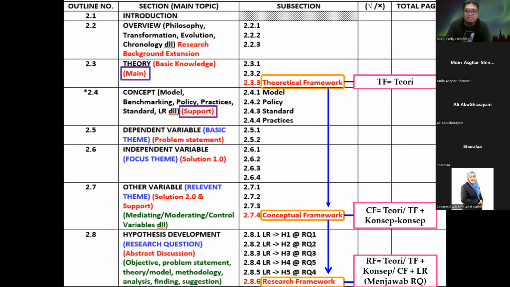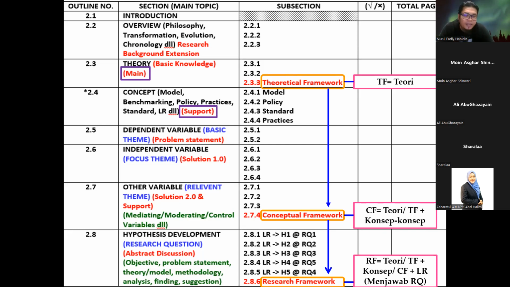Okay. In qualitative, we have the basic theme, focus theme, and relevant theme. We start with the general; that's why we call that basic. Then we narrow down to more relevant; that's why we have the focus theme. The last one is the relevant theme. Okay, and in 2.7 you can end this section by proposing the conceptual framework.